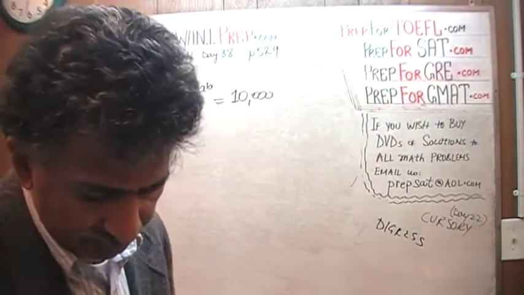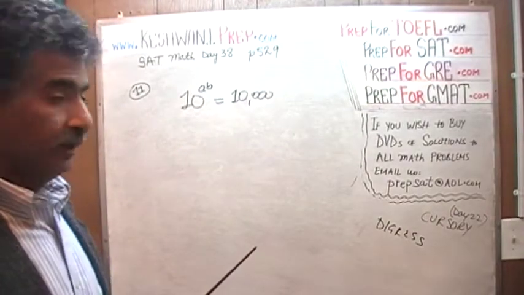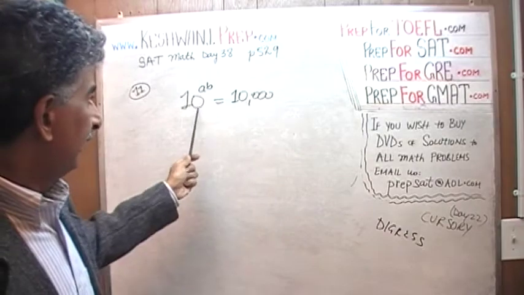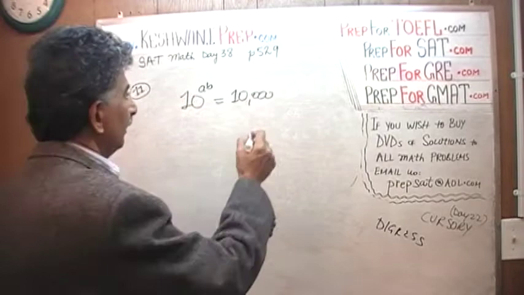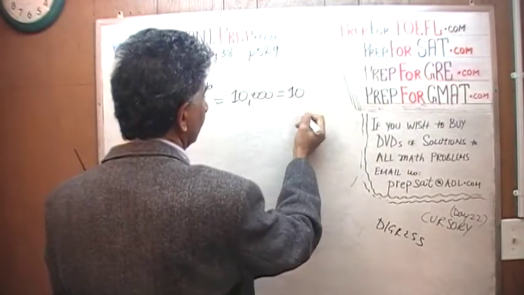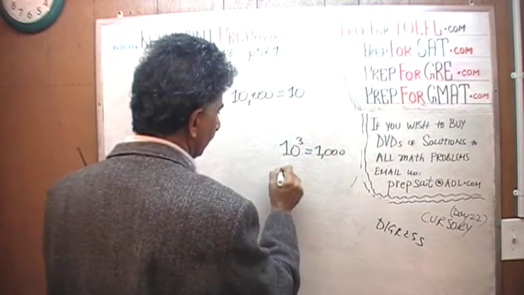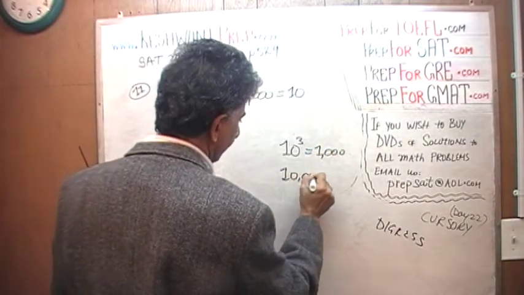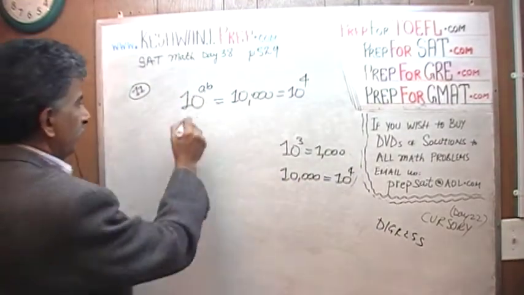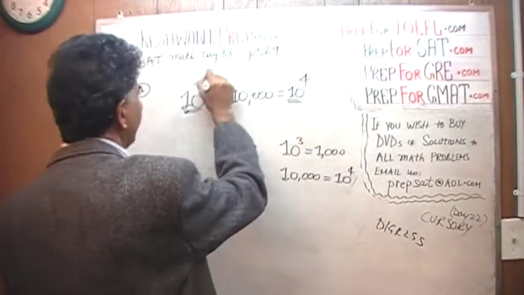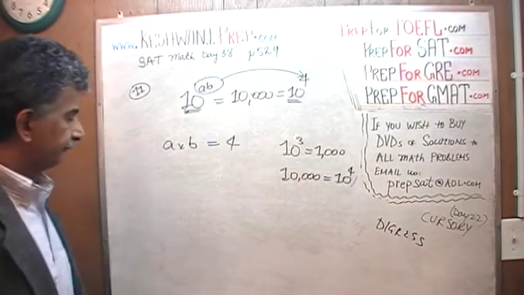In order for us to find out one possible value of A, we'll have to figure out the product of A and B. The way we do that is by making the base of the two sides of the equation the same. This is 10. Let's write that as the base of 10. 10,000 is simply 10 raised to, well, 10 raised to 3 is 1,000, that's the 3 zeros. Therefore, 10,000 is going to be 10 raised to 4. So now we have a base of 10 here, we have a base of 10 here, which means A times B equals 4.